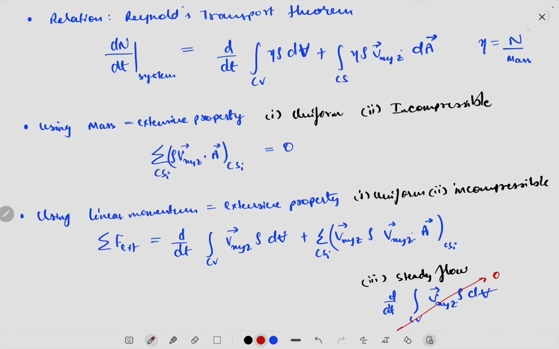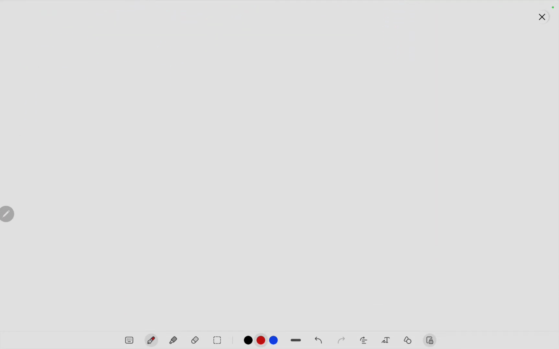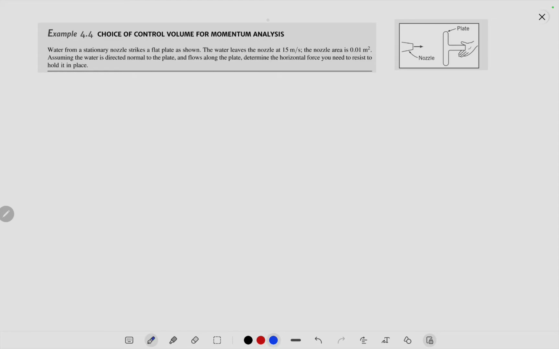Now let's come to the problem that I discussed before deriving Reynolds transport theorem. This was the problem that I took from Fox and McDonald's Introduction to Fluid Mechanics. Let's first read the problem.